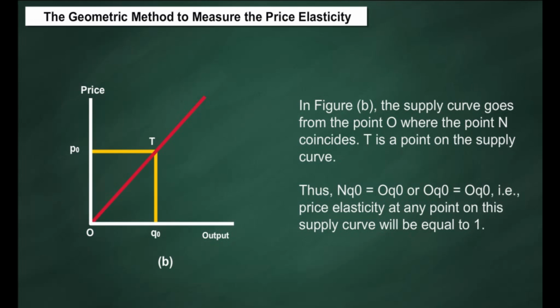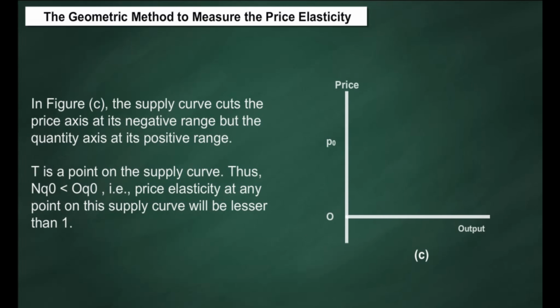In figure B, this supply curve goes from point O, where the point N coincides. T is a point on the supply curve. Thus, NQ0 is equal to OQ0, that is, price elasticity at any point on this supply curve will be equal to 1. In figure C, the supply curve cuts the price axis at its negative range but the quantity axis at its positive range. T is a point on the supply curve. Thus, NQ0 is lesser than OQ0. That is, price elasticity at any point on this supply curve will be lesser than 1.